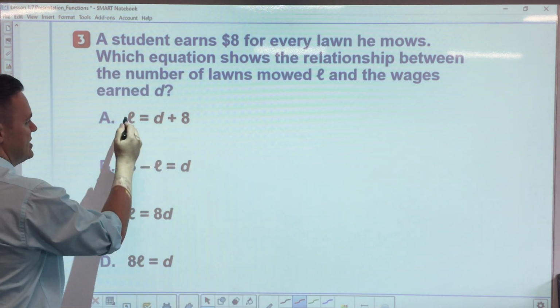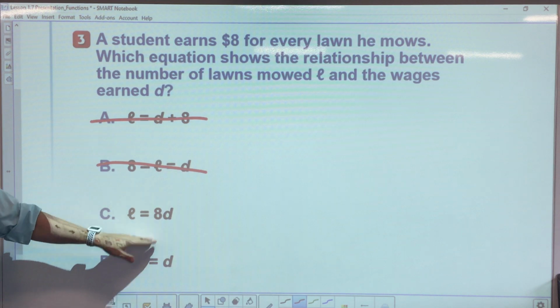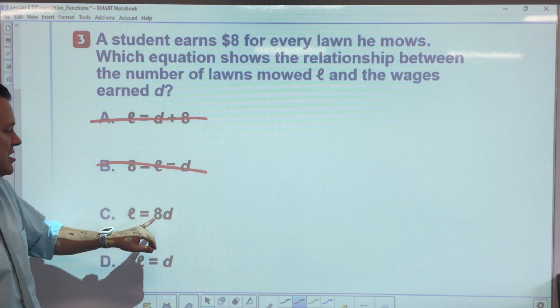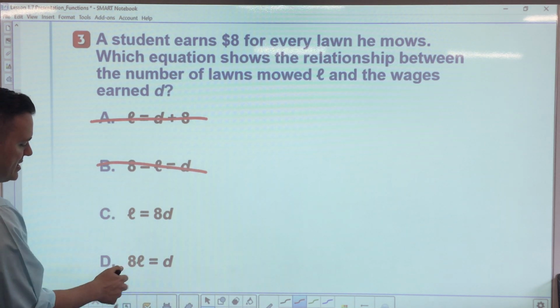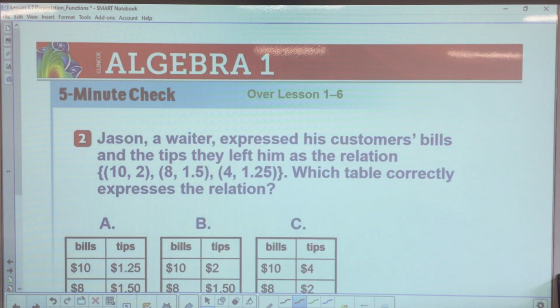Well, it's not going to be addition or subtraction. That's just not logical. So it's either one of these two, okay? And through the process of elimination, we're talking about how many times he does what? The total wages, or how many times he mows the grass? And it's this, how many times he mows the grass, so it's actually D. All right, process of elimination.